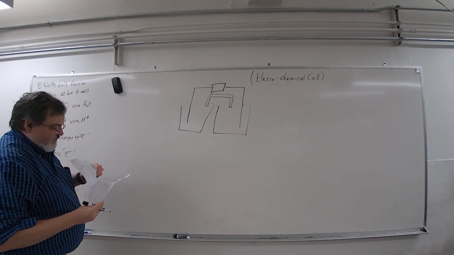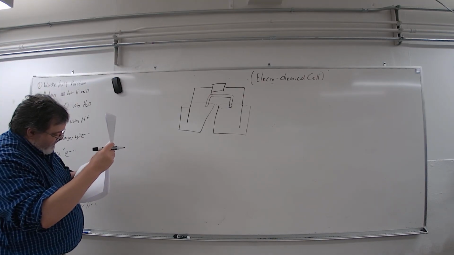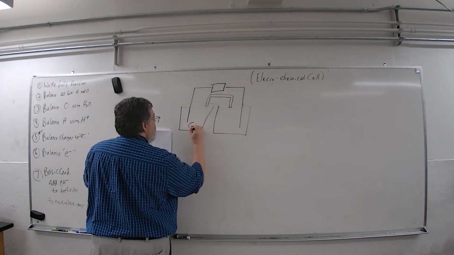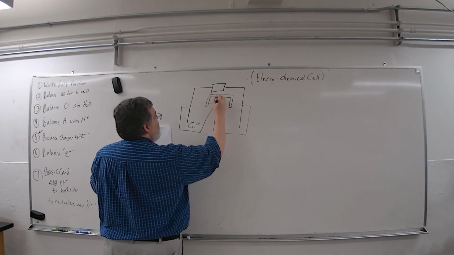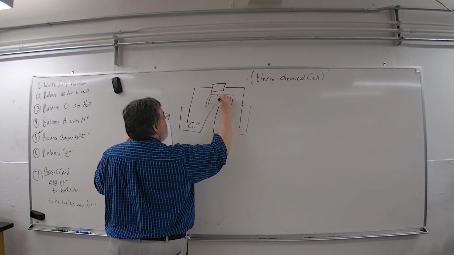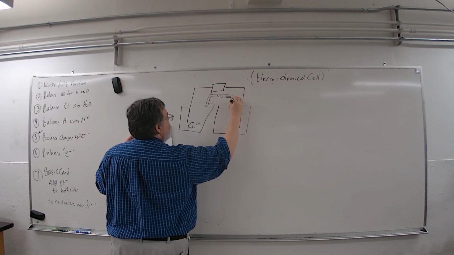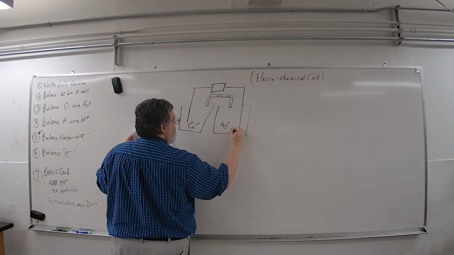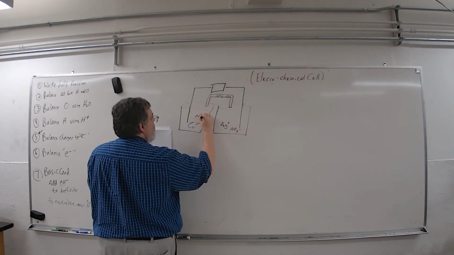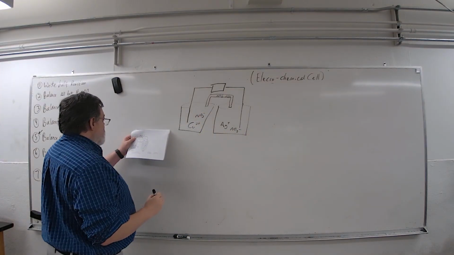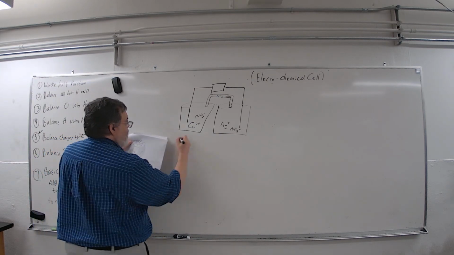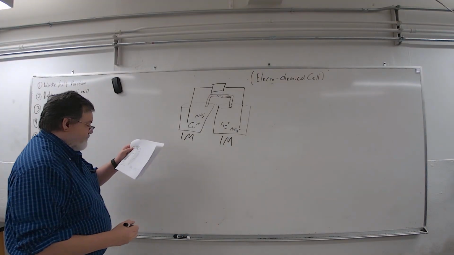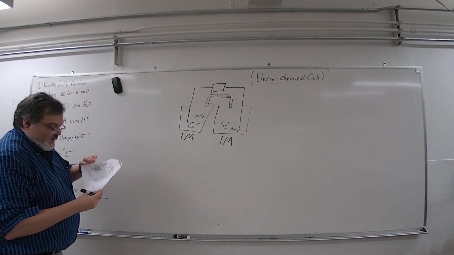Here's 17.3. Was that 17.3? I should have left my diagram up. This was NO3 and sodium. This was... and again, I'm going to say these are 1 molar. Okay, this is easier than I'm making it sound too.